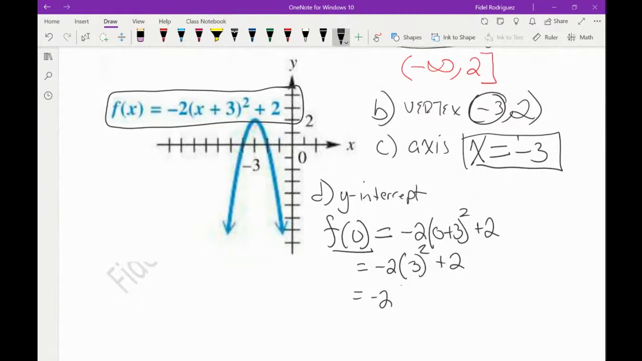Let's see. -2 times 3 squared is 9, plus 2. Let's see, -2 times 9 is -18, plus 2 is -16. So our y-intercept is going to have coordinates (0, -16).